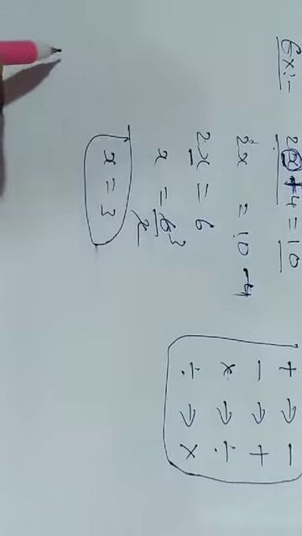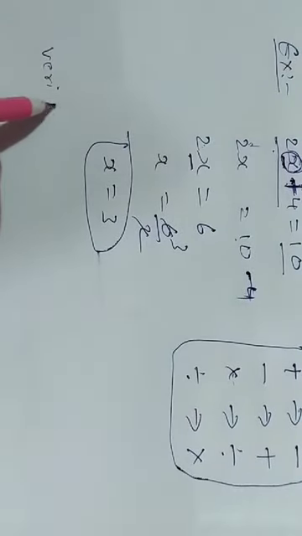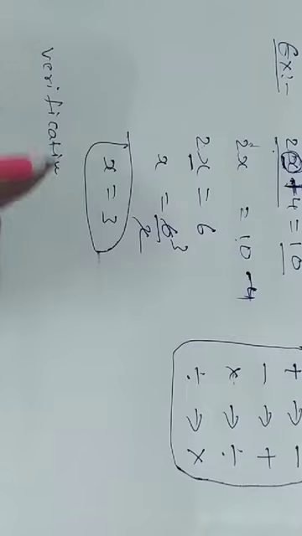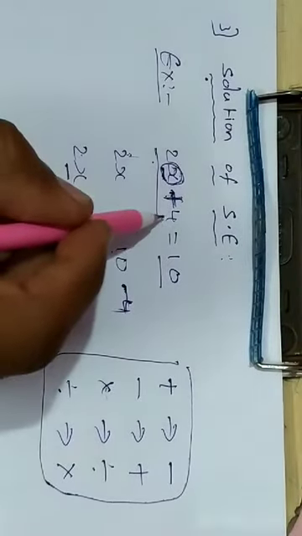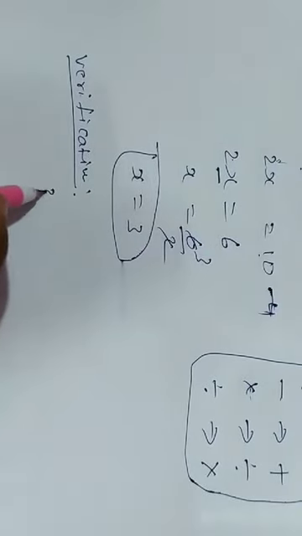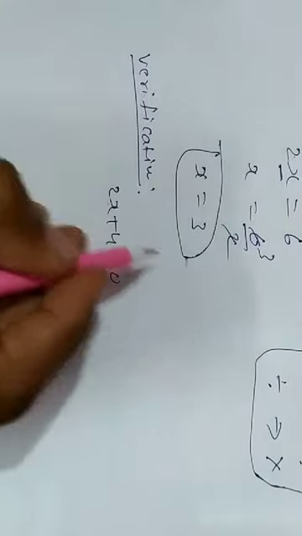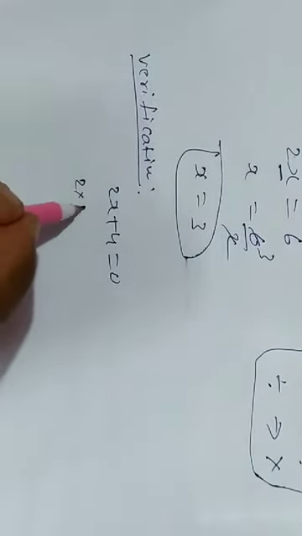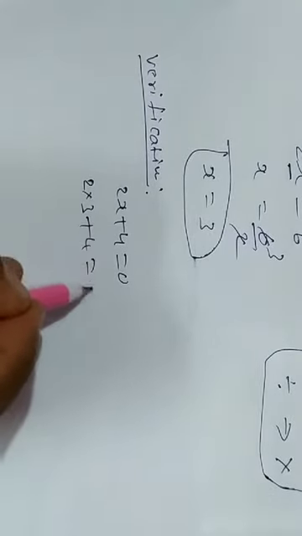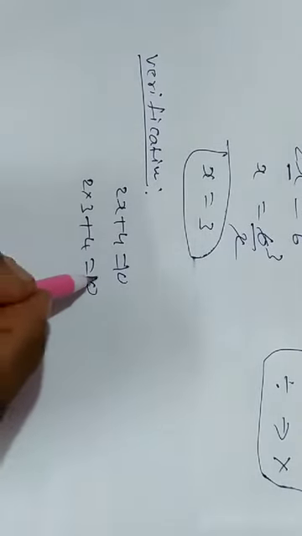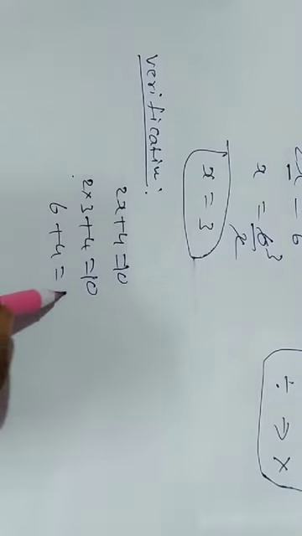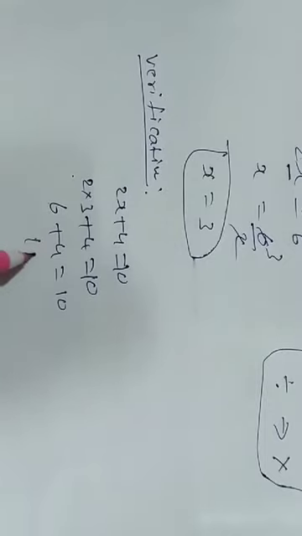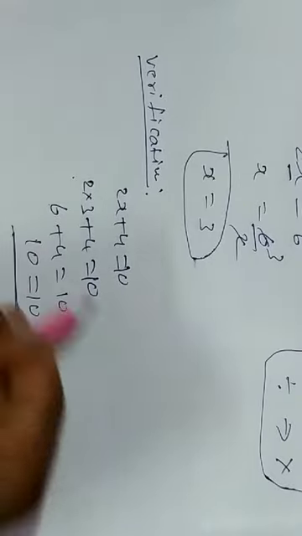So in doing verification, put x equal to 3 in the given simple equation 2x plus 4 equal to 10. So put x equal to 3. 2 into 3 plus 4 is equal to 10. 2 threes are 6 plus 4 is equal to 10. 6 plus 4, 10 is equal to 10. So it is satisfied, right?